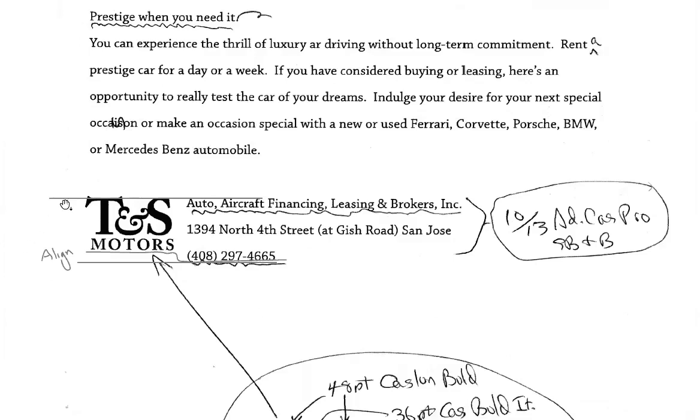The signature is the T&S Motors logo, and then 3 lines of type, a descriptive phrase, Auto Aircraft Financing, Leasing and Brokers, Inc., and the address and the phone number. And these should be Adobe Caslon bold and semi-bold, or semi-bold and bold. And that's bold for the first line, semi-bold the middle line, and bold for the phone number. This will be 10 on 13.